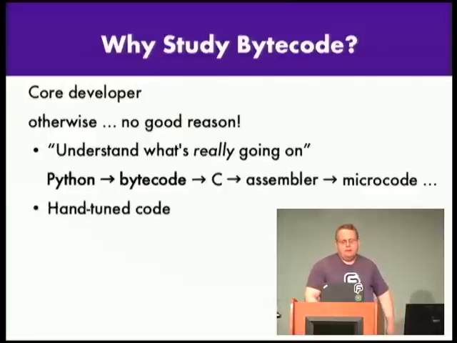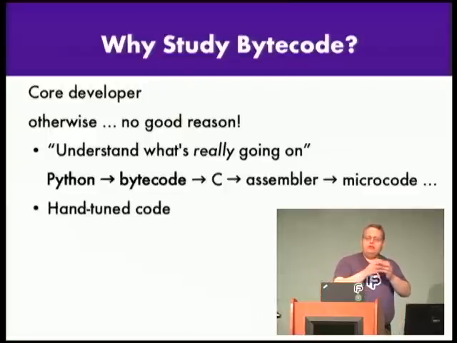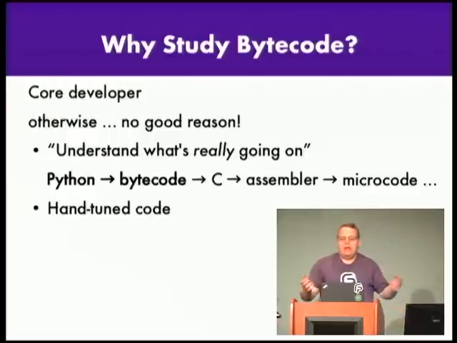Now, another reason that people cite is that you can hand tune your own code. You could write your own assembler, which I've actually done. We'll talk about that in a minute. And you could write your own Python functions in hand-tuned assembler and make it just that much faster. And this is one of those micro-optimizations that I find dissatisfying. You're better off spending time fixing your algorithms rather than hand-tuning bytecode.